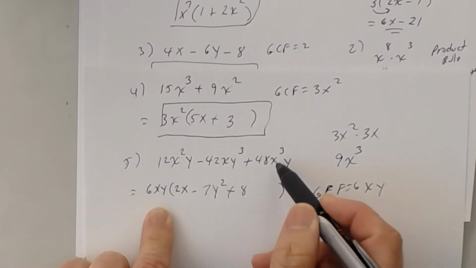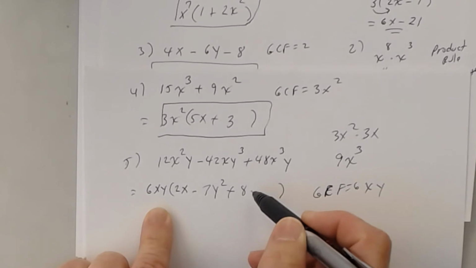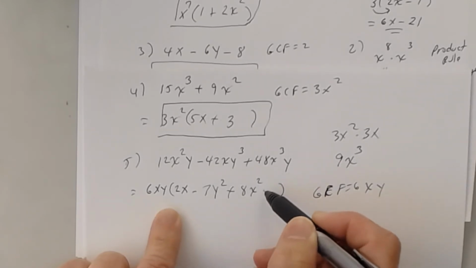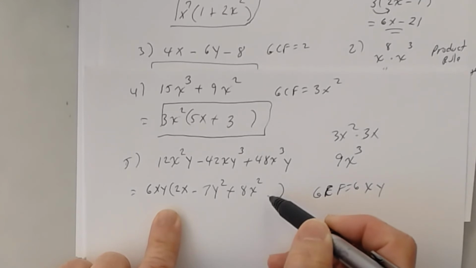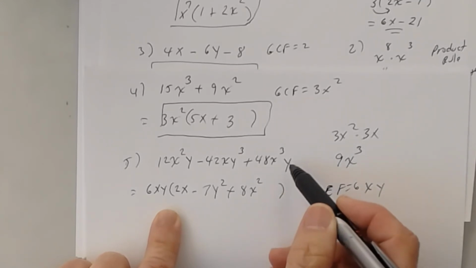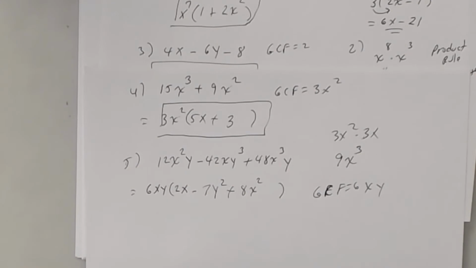X times what's x cubed? X squared. Do I need a y? No, because if you put a y there, what's y times y? Y squared, but I didn't have a y squared, I had a what? A y. Okay, so there's your answer.